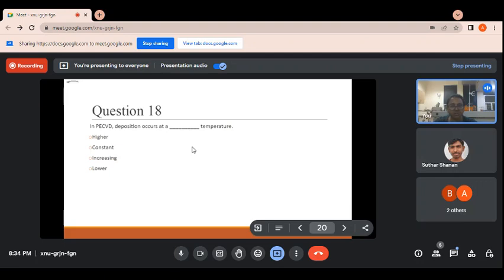Now here it is a comparison type technique. In atmospheric pressure chemical vapor deposition, some temperature is needed, and for low pressure chemical vapor deposition, a different temperature is needed. Now we are coming to the plasma enhanced chemical vapor deposition technique. But here the question is, in PECVD, deposition occurs at which temperature? It means, do we go for plasma enhanced CVD at higher temperature, or constant temperature, or increasing temperature, or lower temperature?